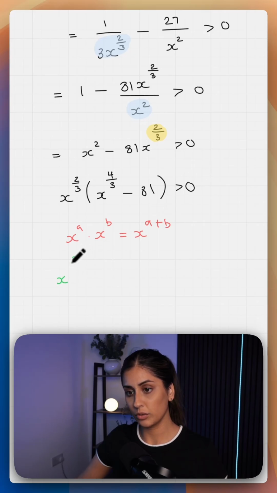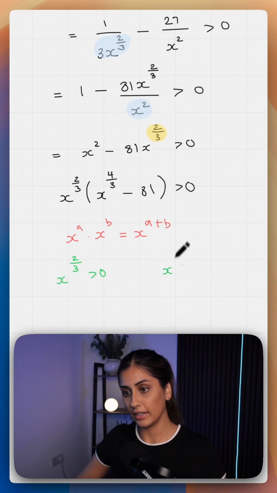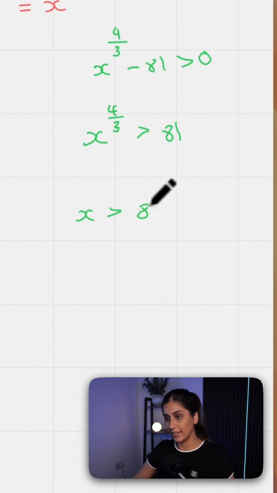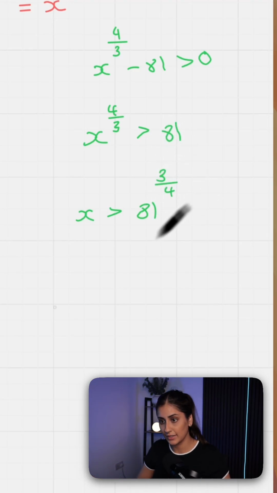x to the 2/3 is bigger than 0, and x to the 4/3 minus 81 is bigger than 0. x to the power of 4/3 is bigger than 81. We are left with x is greater than 81 to the power of 3/4. You're essentially flipping the fraction when you take it to the other side, and this gives you x is greater than 27.